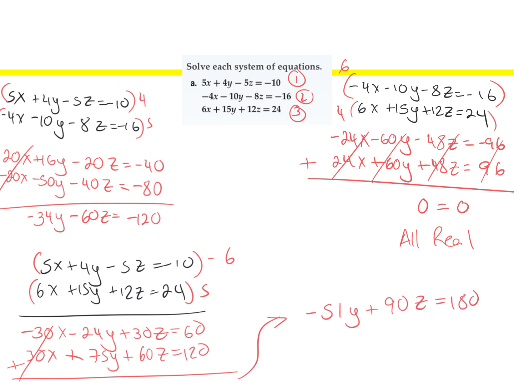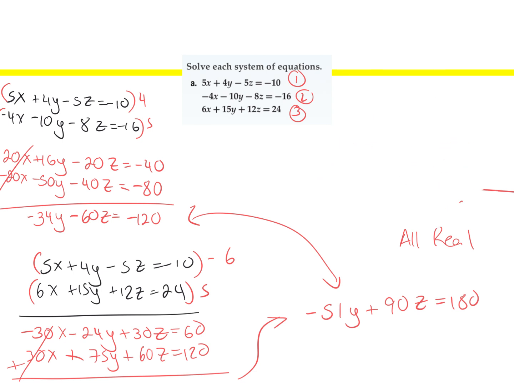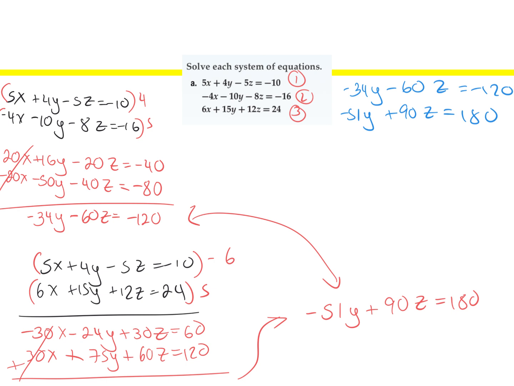Now, since we're doing 1 and 3, and I got rid of the x, and I did 1 and 2 right here, we can use these two system of equations to keep going. So I'm going to go ahead and actually erase the all real numbers portion for the time being. So I am going to use the negative 34y minus 60z equals negative 120. And then negative 51y plus 90z equals 180.